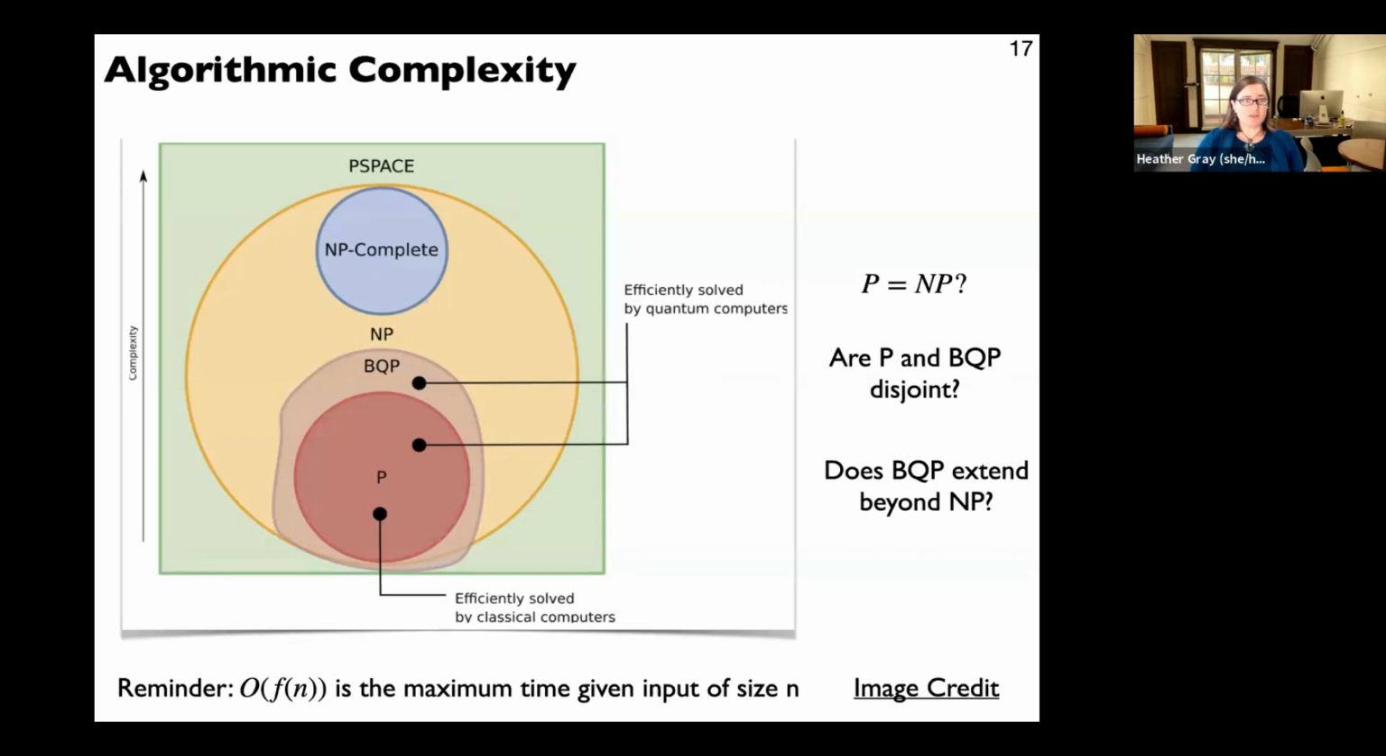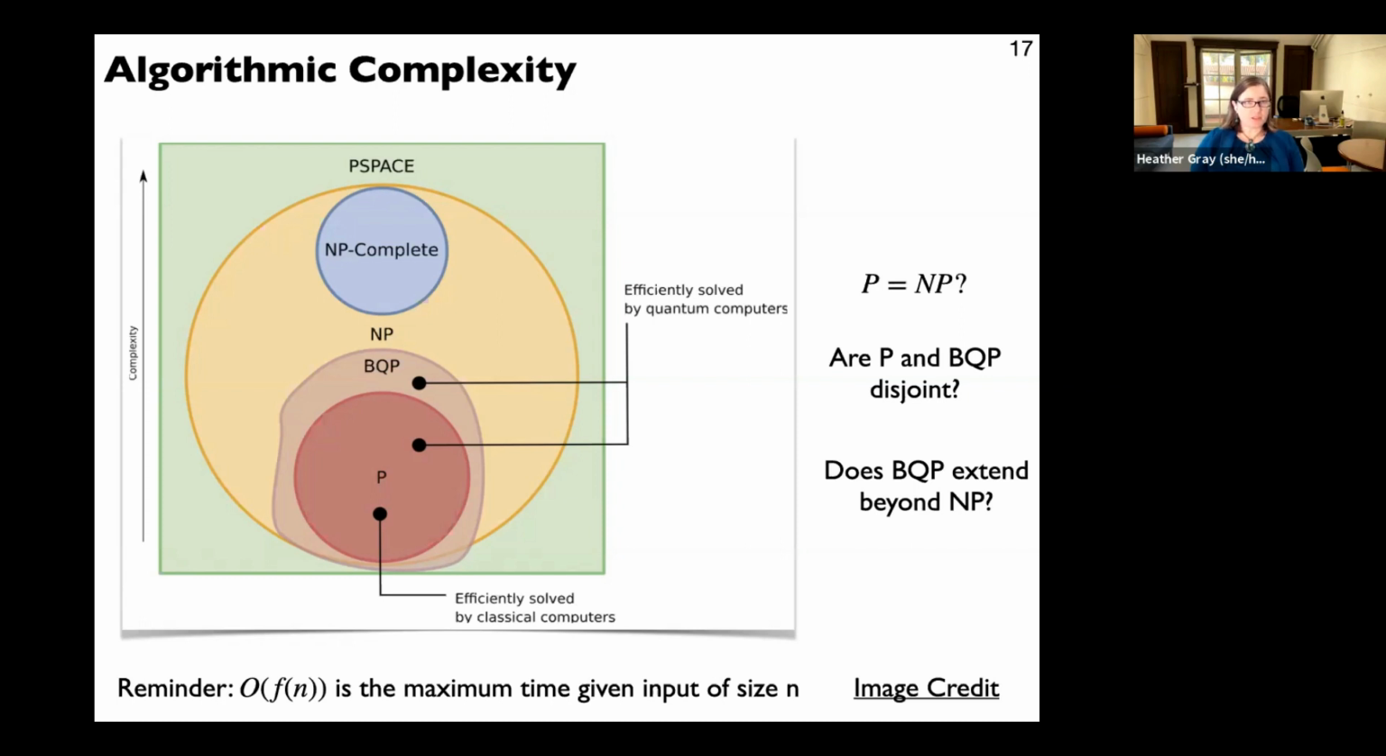But of course, there's a bigger class. They're actually all sitting inside PSPACE, and that would be all problems which can be solved on a Turing machine using a polynomial amount of space, not time. Then, of course, you have NP-complete, which are just a subset of NP, which actually are representative of all the different problems in NP.